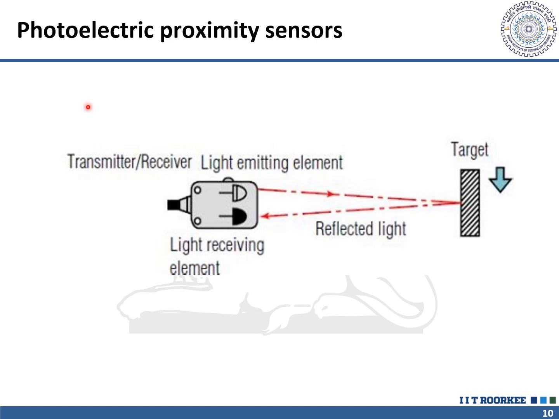This is a diagram of a photoelectric proximity sensor. It consists of an emitting element, which is the transmitter, and a light receiving element, which is the receiver. The transmitter transmits the light, and when an object comes in the range, it reflects back the light and the receiver receives it. The circuit inside changes and receives the signal, and thus the output signal is triggered. This is how the photoelectric proximity sensor works.